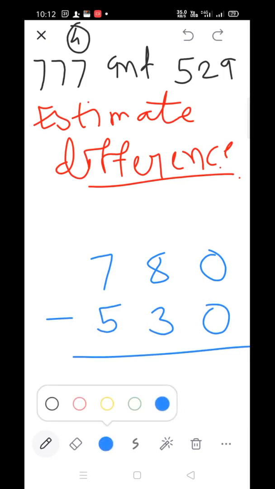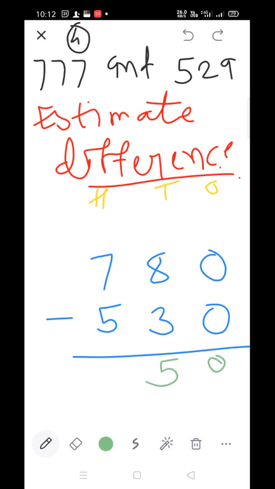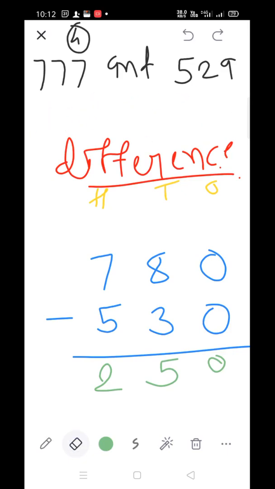Write down the places: ones, tens, hundreds. Do the subtraction. Start from the ones place: 0 minus 0, 0, 8 minus 3, 5, 7 minus 5, 2. Answer is 250. Now find out the actual difference.